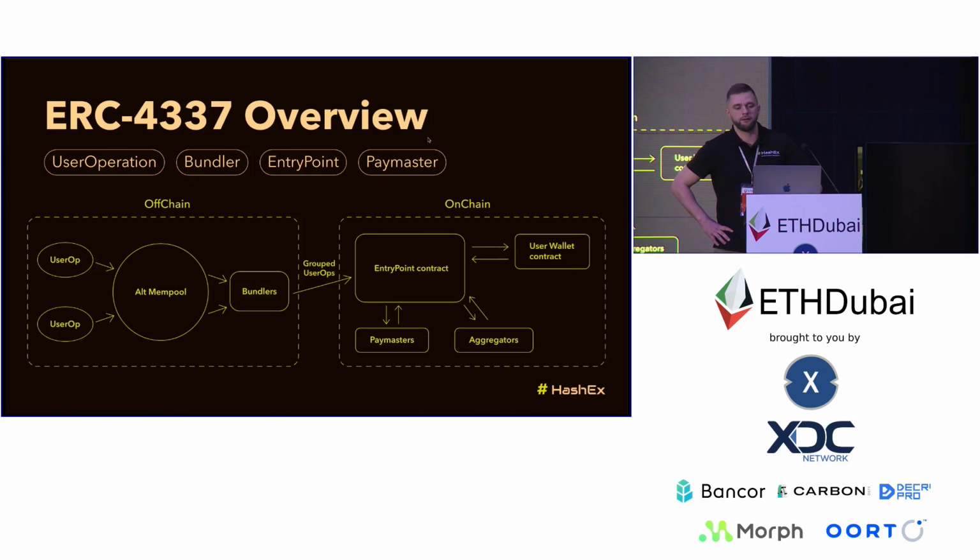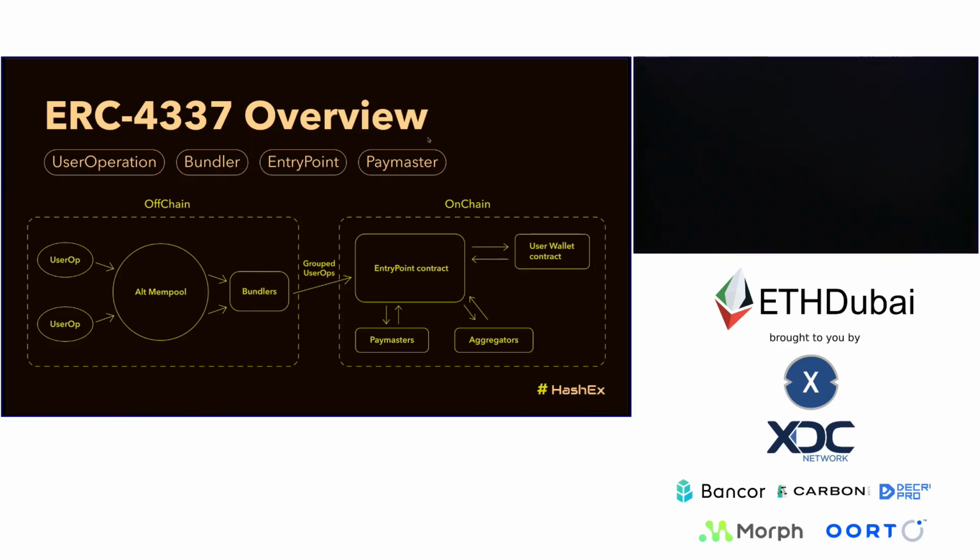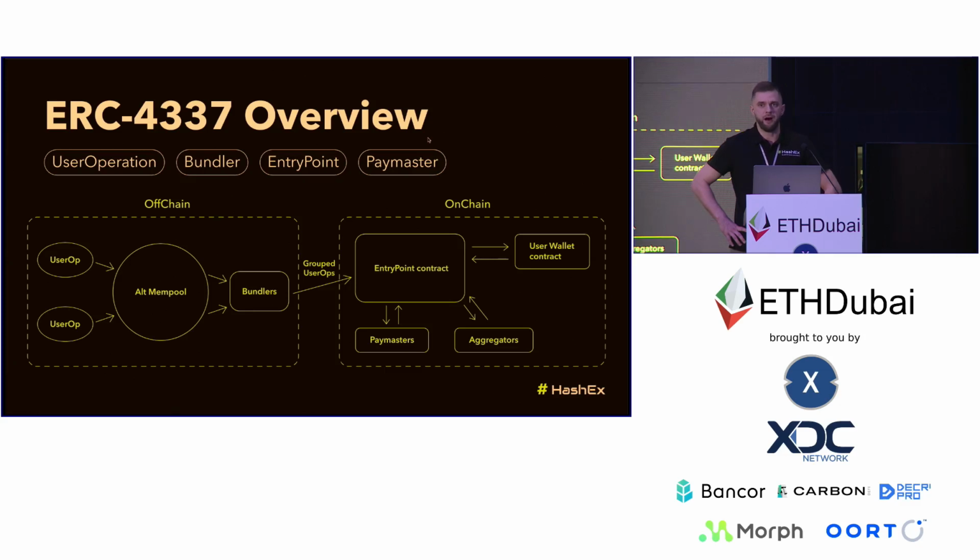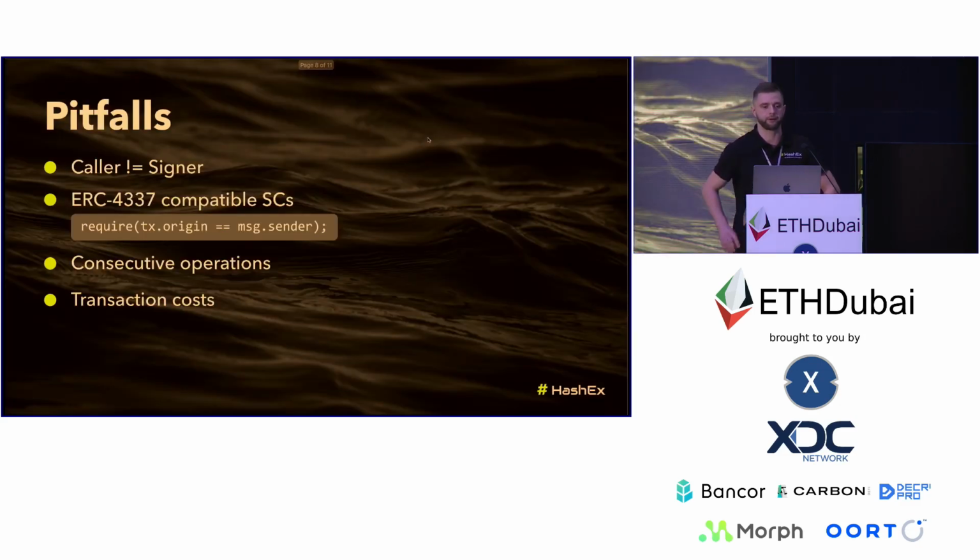Also, we have optional paymasters. These are entities that can sponsor transactions for some reimbursement, or maybe specific transactions may be sponsored even for free. And an optional entity is aggregators. They aggregate signatures. It's a kind of optimization for gas costs. So the technology is quite complex, and let's talk about its limitations and pitfalls.